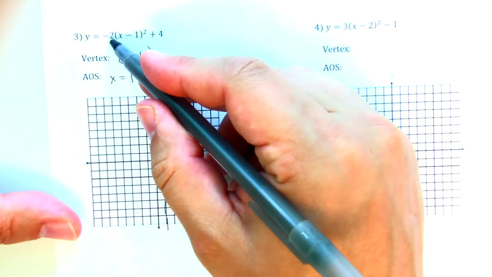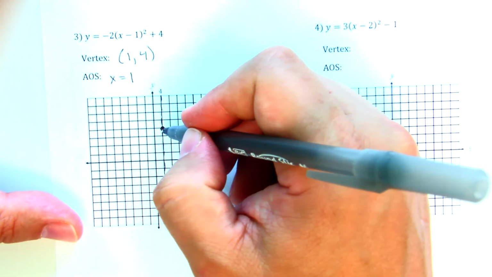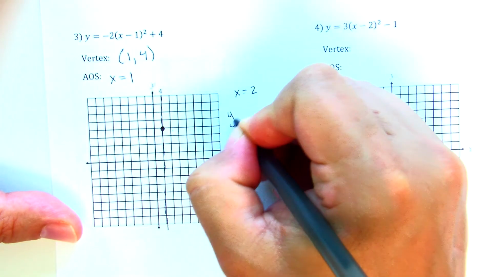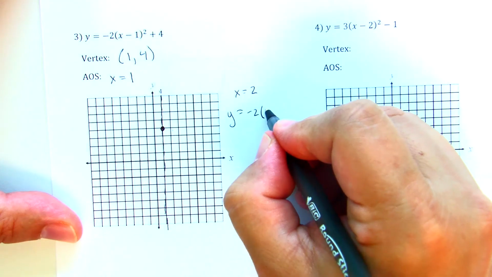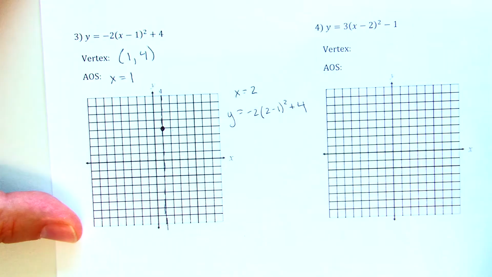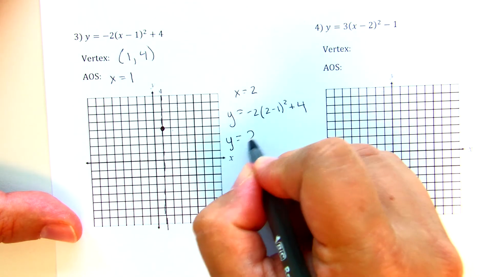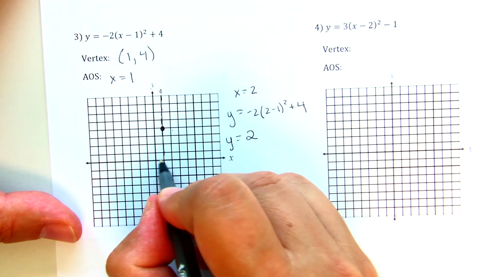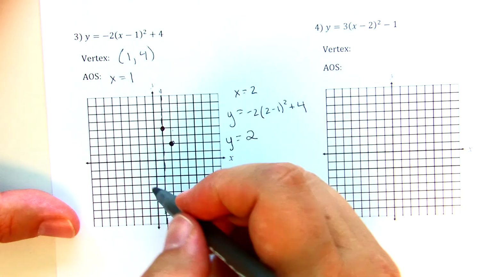Okay. Now, plot 1 point, 1 to the right, so that's going to be at x equals 2. So x equals 2, y equals, let's see, negative 2 times 2 minus 1 squared plus 4. So y is going to be negative 2 plus 4 is 2. So I'm going to have a point at 2, 2. Where's that? 2, 2, right here. Okay. Makes sense. It's downward facing.